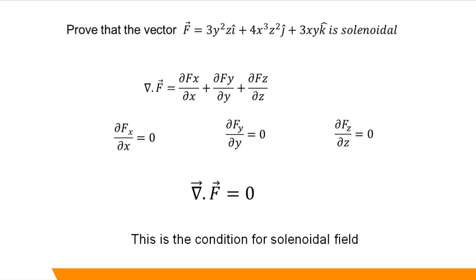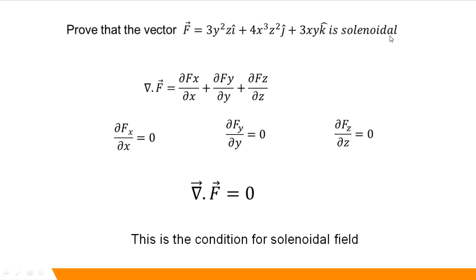Now, this is another question. This is a concept-based one. Prove that the vector F = 3y²z i + 4x³z² j + 3xy k is solenoidal. So this is the conceptual basis. If you get the divergence of the vector field as 0, then it becomes a solenoidal field.